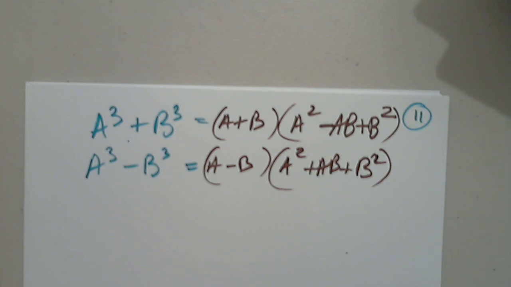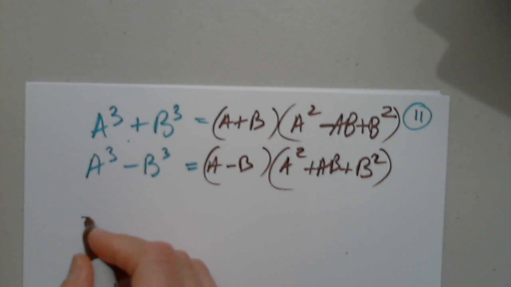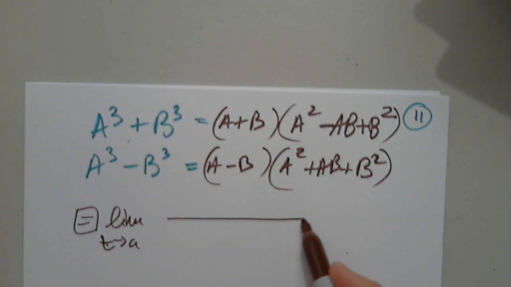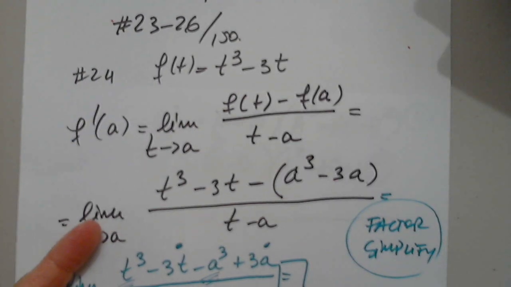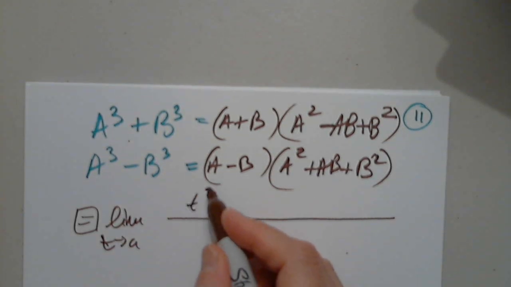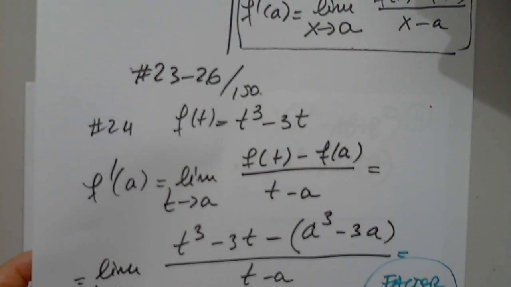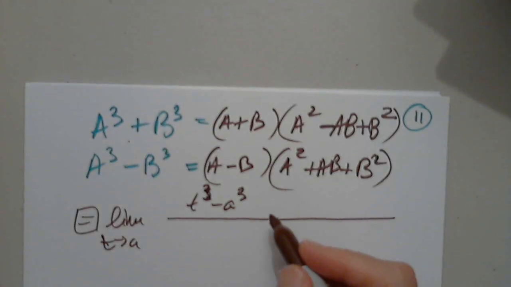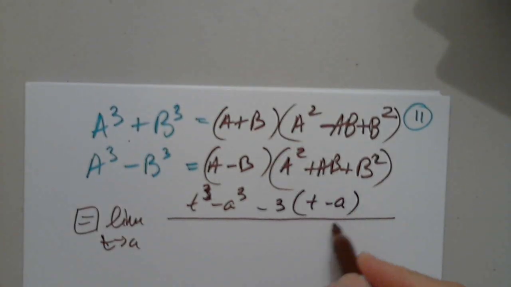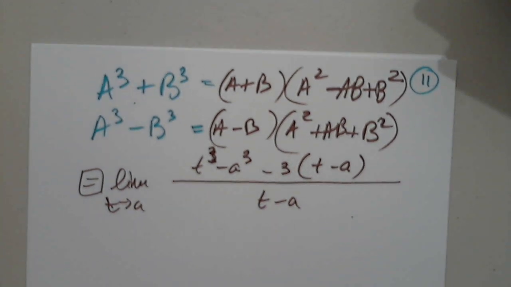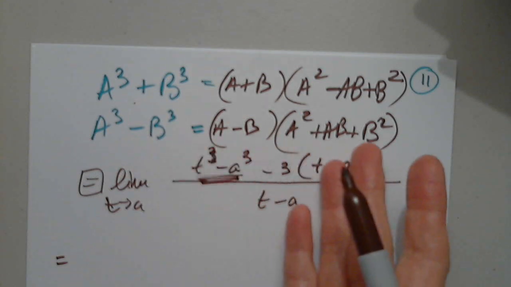So therefore, when we get to this step, limit as t approaches a, I will write t cubed minus a cubed first. And then from these two, I will factor out negative 3. So minus 3 and t minus a over t minus a. Do not make the error of simplifying. You cannot do that.